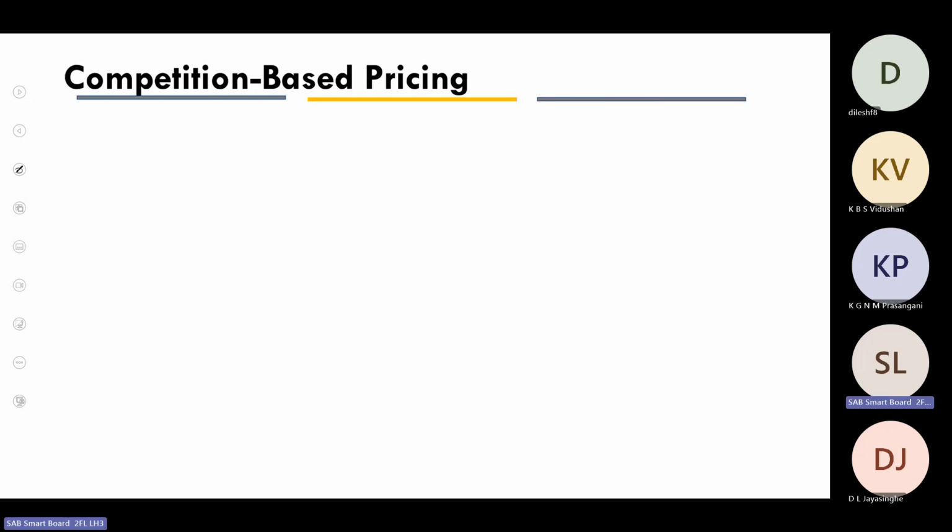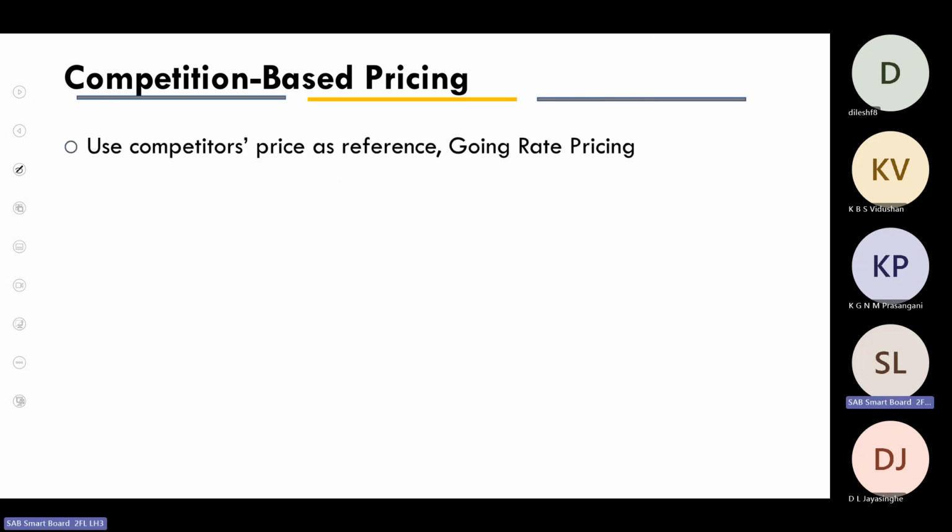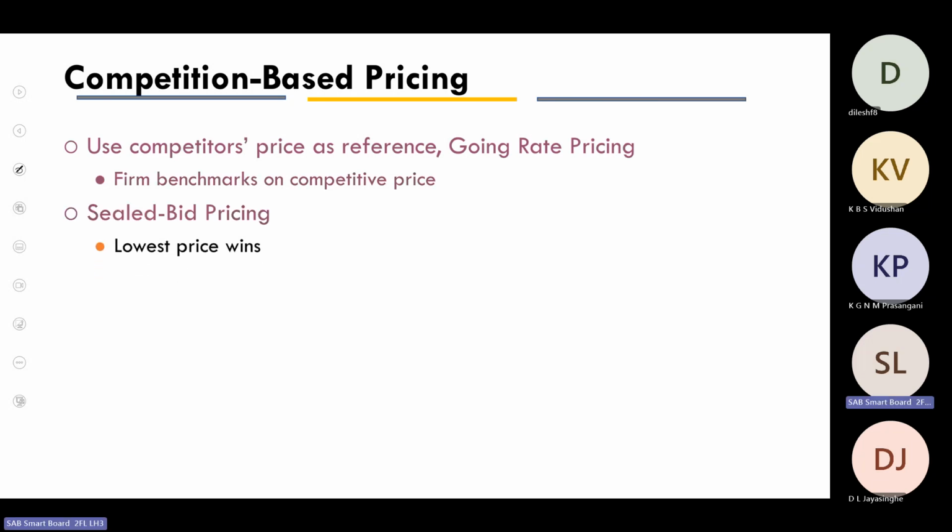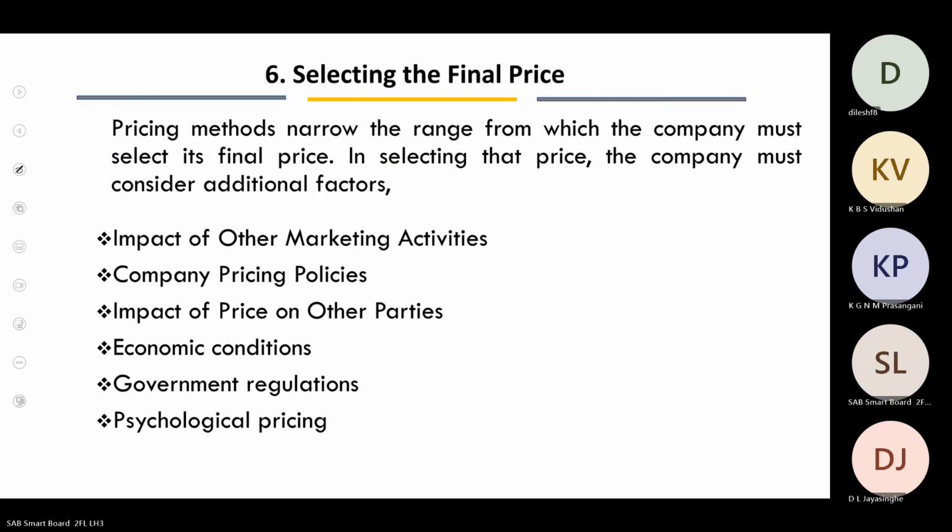Then competition-based is again what we discussed. Use competitors' prices as references. We call this going rate pricing. Then sealed bids, the lowest price bids, right? Like what happens in auctions, right?